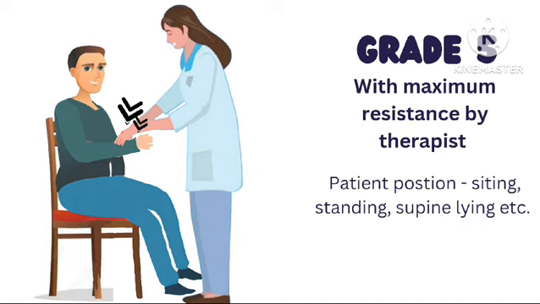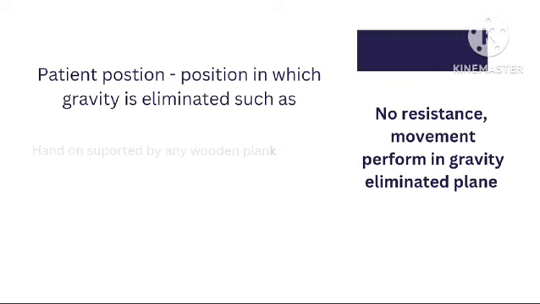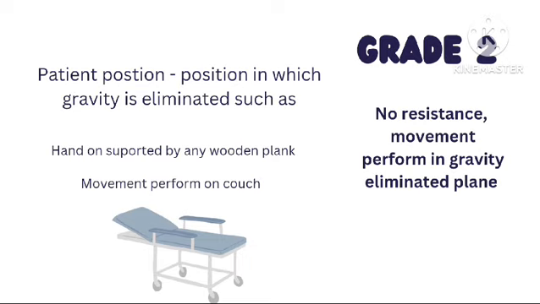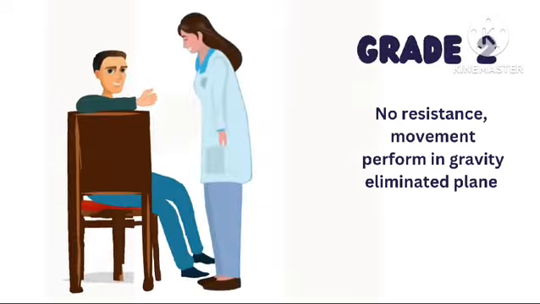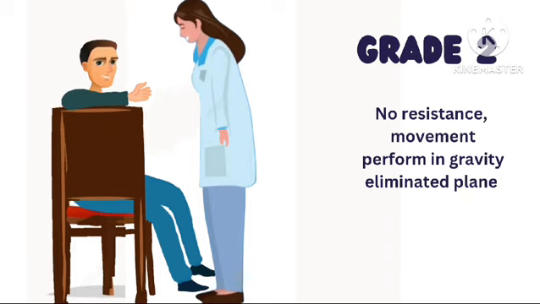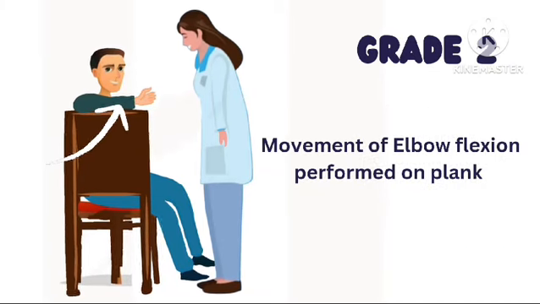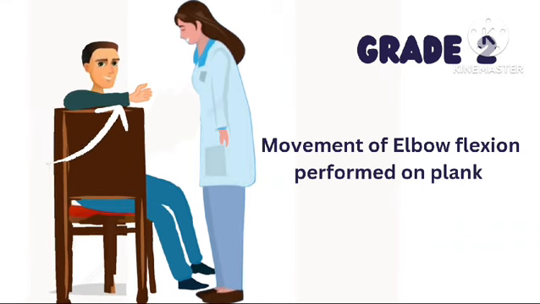Let's explore the situation when the patient cannot perform the movement. In this condition, we perform grade 2. Here, the patient position is in a gravity-eliminated plane. The hand will be supported on a wooden plank, or the movement performed on a couch, or in a side-lying or prone-lying position. In grade 2, there will be no resistance. The movement is performed in a gravity-eliminated plane, as seen in the picture, where the patient is performing elbow flexion on a wooden table.